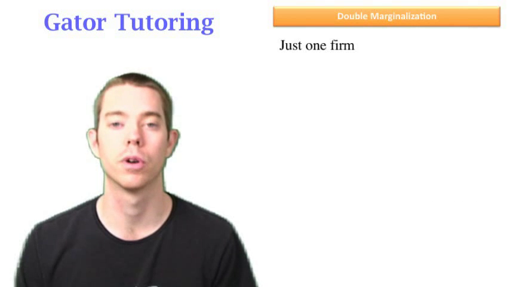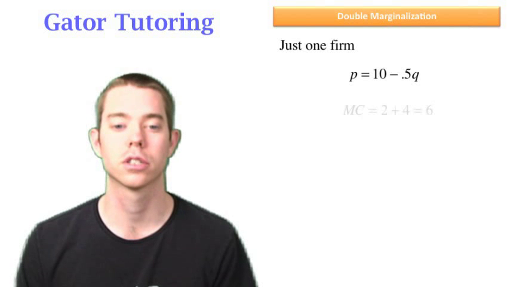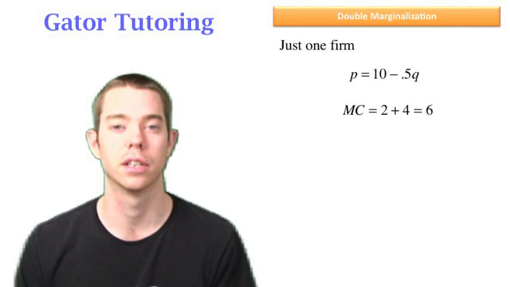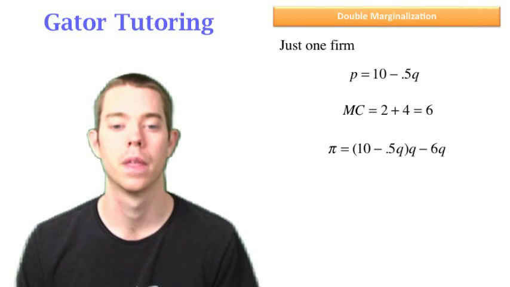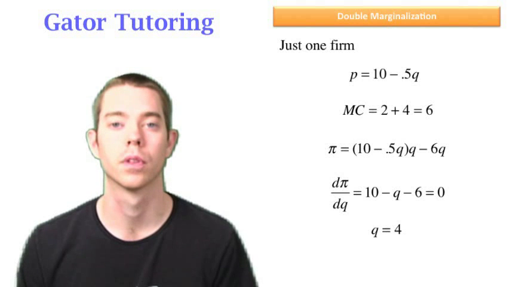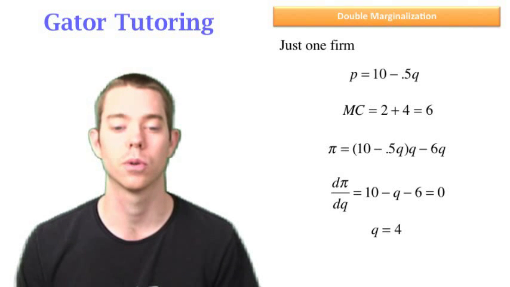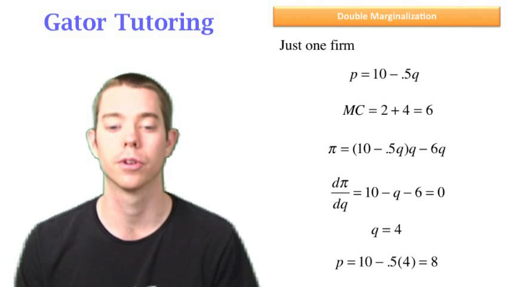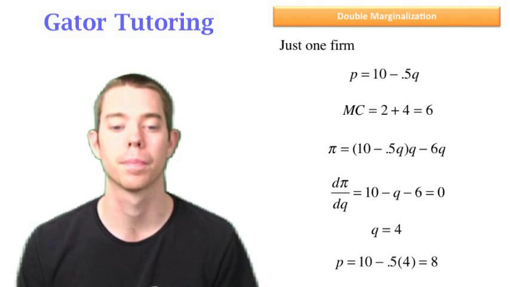Well, first let's start with one firm. One firm, we're just going to set marginal revenue equal to marginal cost, which is the same thing as writing out our profit function, taking the derivative of it, and setting it equal to 0. And we do that, and we solve for Q in this case to be equal to 4. So again, we need to find the price, so we go back to our inverse demand, plugging in 4, and we see that the price, when there is just one firm, is $8 per car.